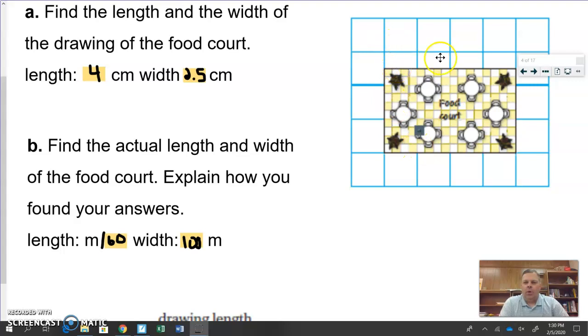Hopefully you were able to count 1, 2, 3, 4 centimeters for the length, 1, 2 and a half for the width. So there's where my 4 centimeters by 2.5 comes in. Since each of these is worth 40, 4 times 40 will give us actually 160. 2.5 times 40 will give us 100.